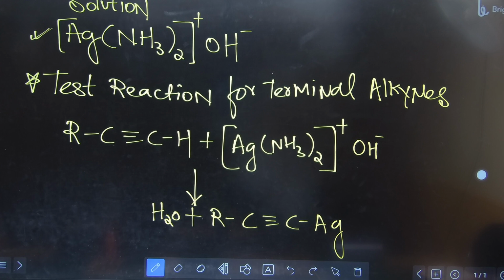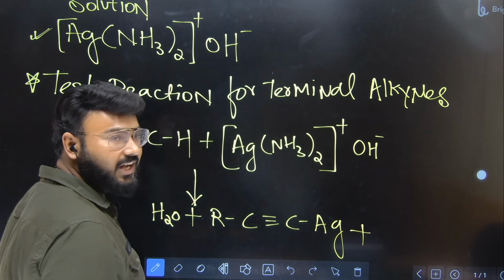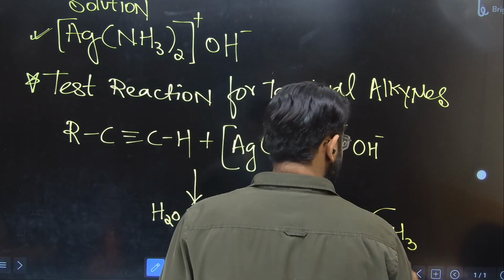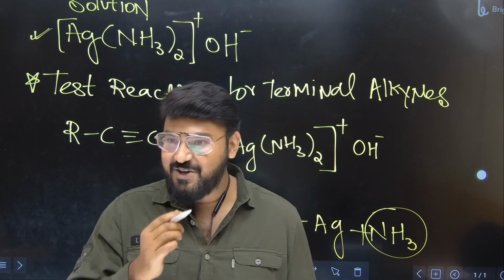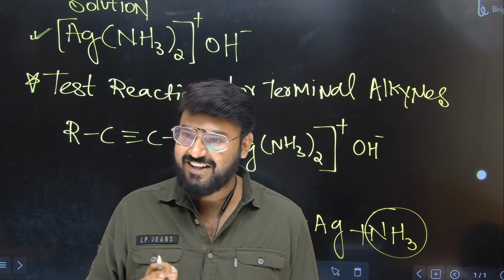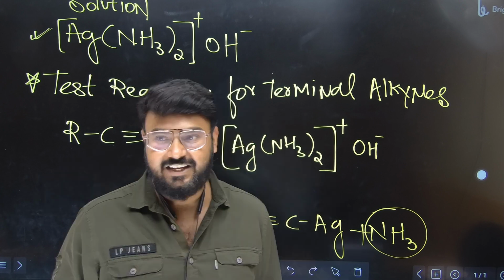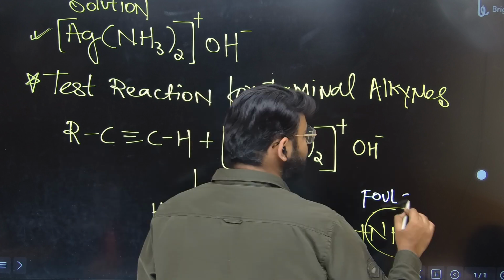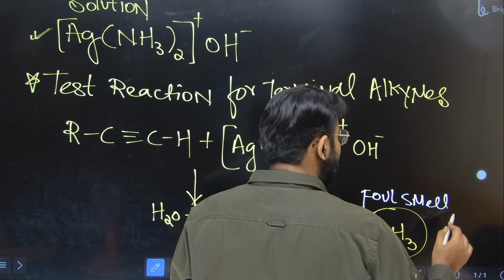Guys, one more thing. Ammonia gas will be liberated. So when the bad foul smell comes up, you will say the reaction is successful. It means the given alkyne is a terminal alkyne, because this is your test. When a foul smell comes up, it is the foul smell of ammonia.